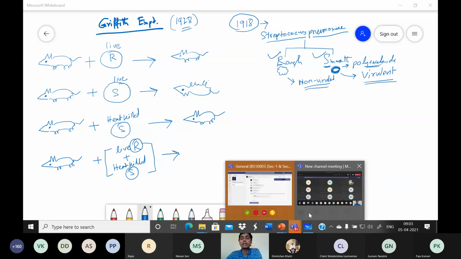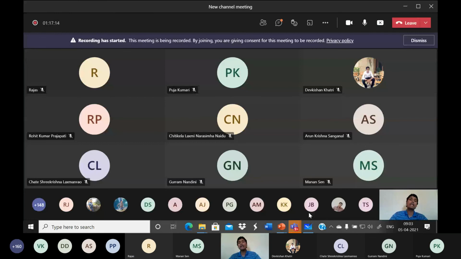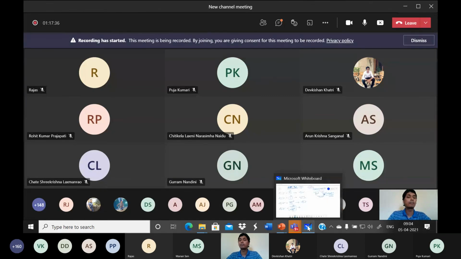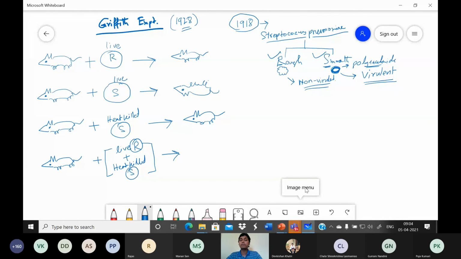So I expected this mixed answer, because if you say it will die, that is actually, theoretically, correct. Because until now, you will say that the mouse will survive, because the R strain cannot cause the disease and the S strain is already dead because it's autoclaved, it's heat killed. So the answer would be that the mouse will survive. But surprisingly, that is not the case. Actually, the mouse will die.